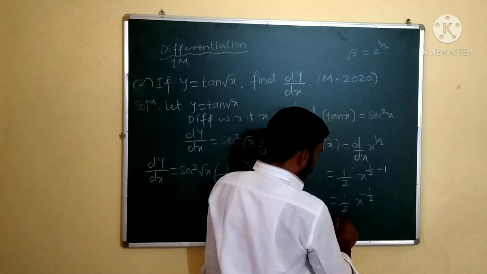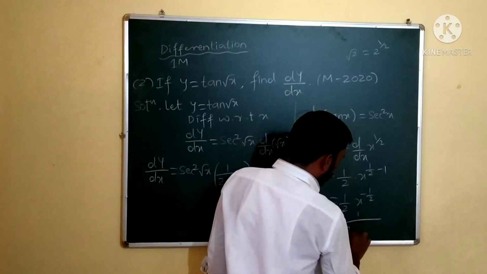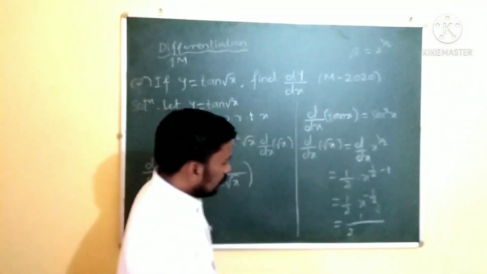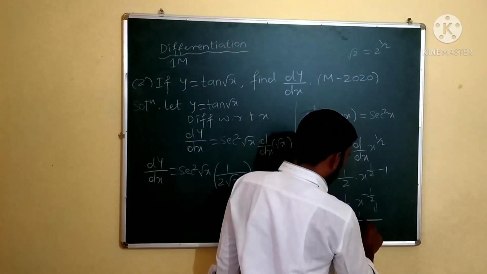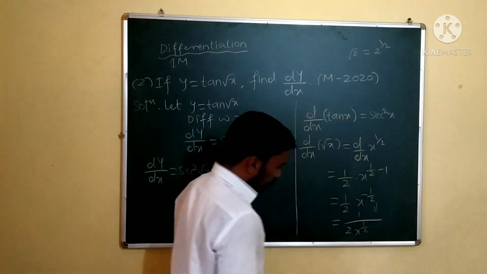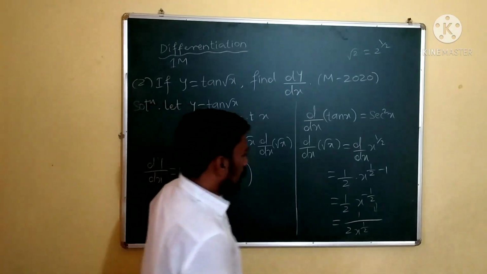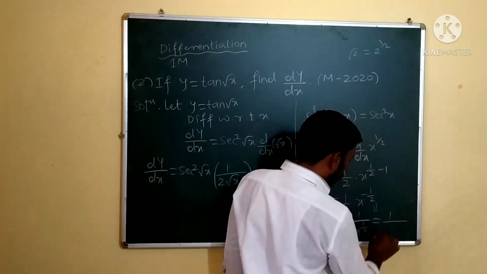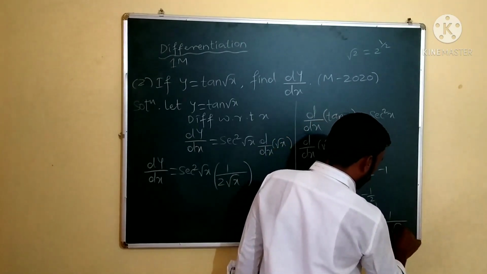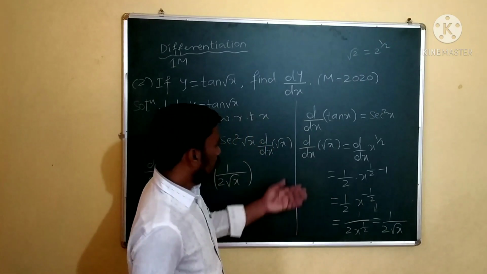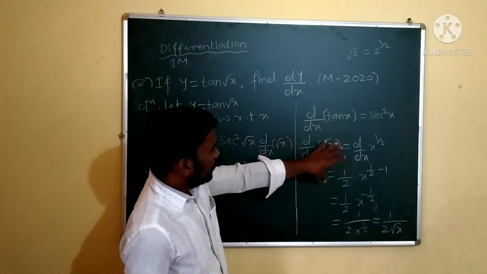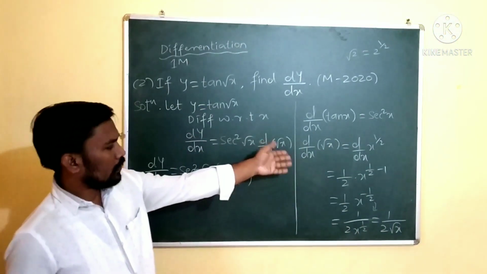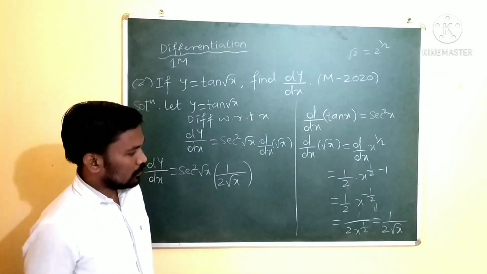So that is equal to 1 by 2 into x to the power of minus 1 by 2. Taking it into the denominator, it becomes x to the power of plus 1 by 2, since I have to change the sign. So 1 as numerator, and 2 into x to the power of 1 by 2 is 2 root x. It is not necessary to find this derivative in this particular question. Just remember this, it is very important: the derivative of root x is 1 by 2 into root x.